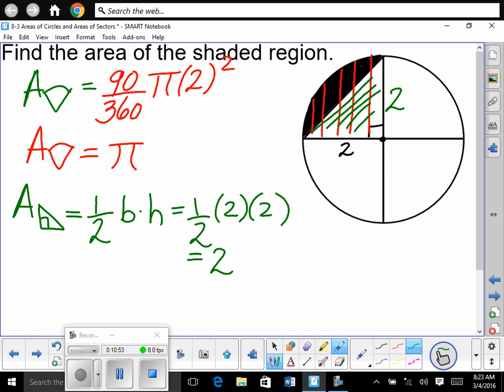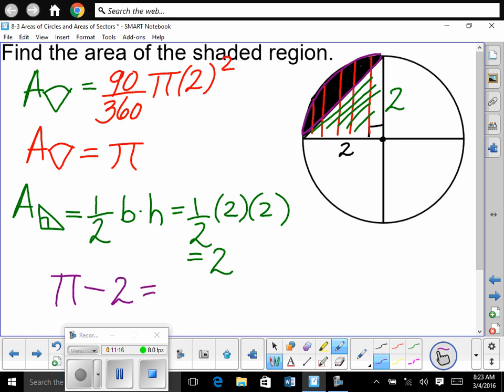Okay? So now to find, once again, the area of this shaded region here, we're going to take the area of the sector and subtract off the area of the triangle. That would give us the leftover. So we'll take the area of the sector, which was pi. So we're taking pi. We're subtracting off the area of the triangle. And everybody understands why, right? Yes. Okay? So that would be pi minus 2.